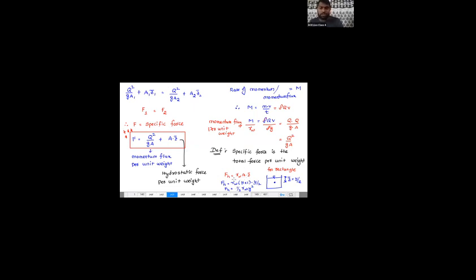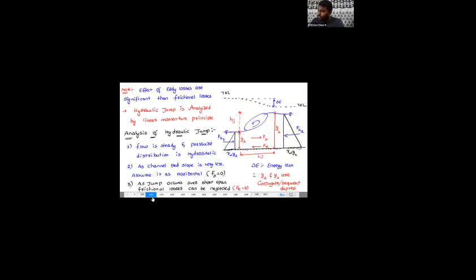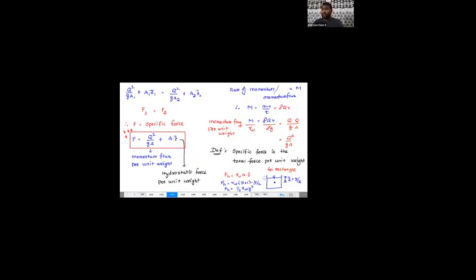So generally we don't use this one. We directly see the pressure distribution and say gamma W into y square by 2. But as we know, we have different types of channels, and that's the reason why I'm taking this one. The specific force curve.